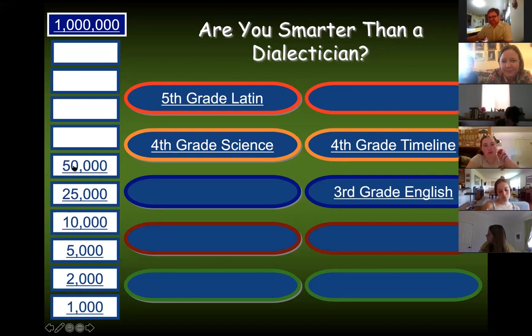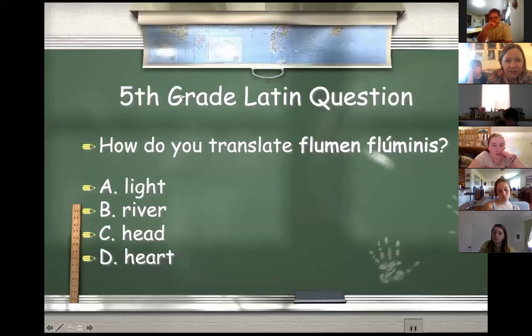All right. Let's go with 5th grade Latin. Ooh, 5th grade Latin. And you still have one help. What's your one help left? A peek. And that would be, you get to peek at everybody's paper. All right, so 5th grade Latin. How do you translate flumen fluminis? Is it A, light, B, river, C, head, or D, heart?